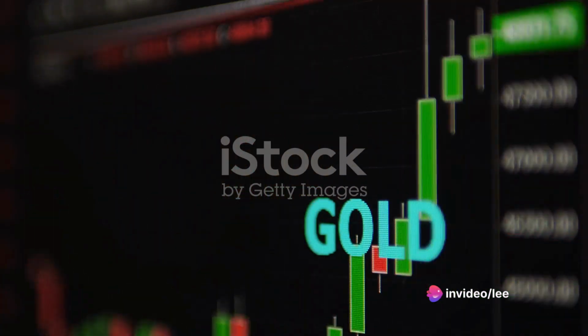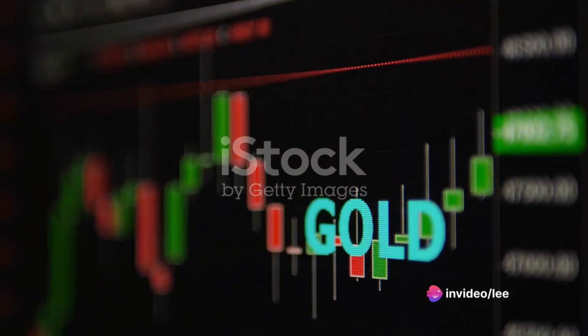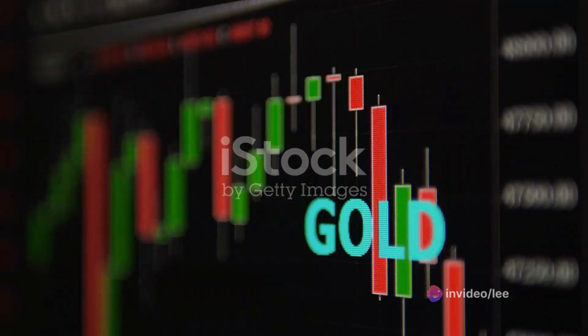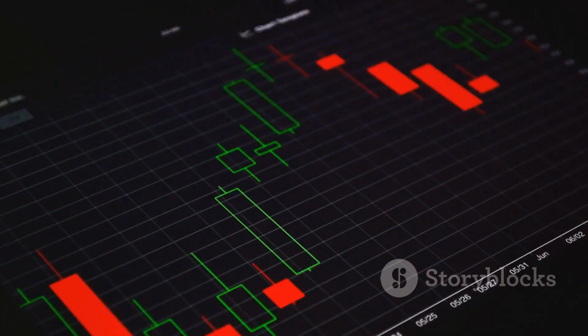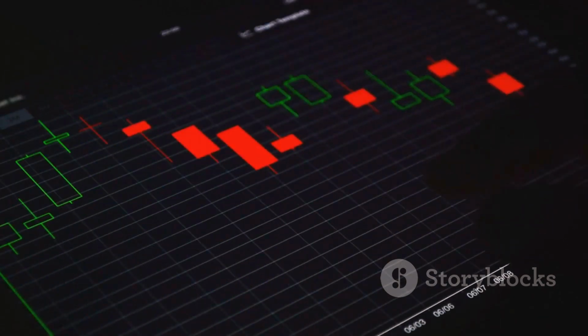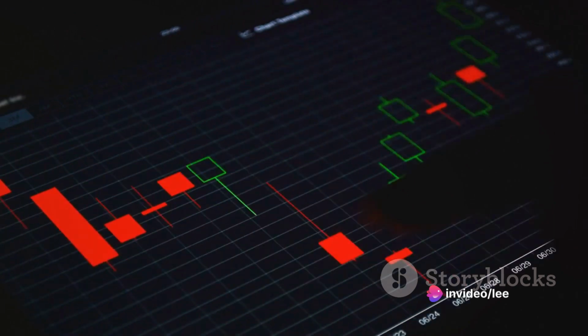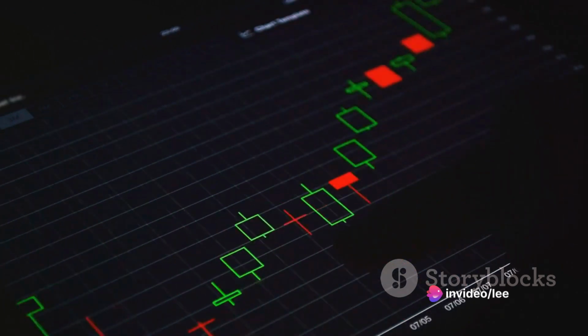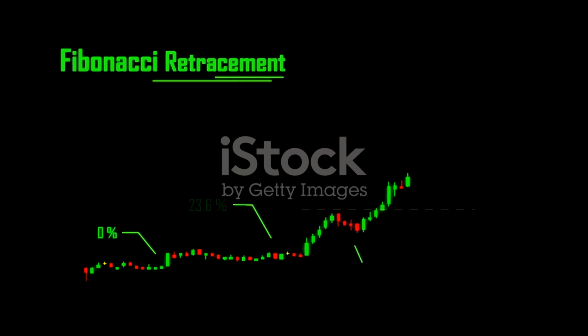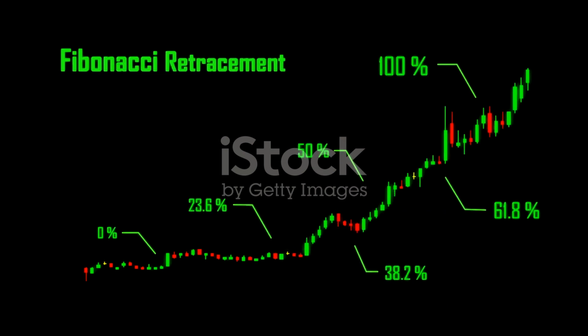While moving averages and crosses offer valuable insights, they should be used in conjunction with other indicators for a more comprehensive analysis. So, to summarize, moving averages help you identify price trends, while golden and death crosses signal potential entry and exit points. But don't rely solely on these tools. Incorporate other indicators into your analysis for a well-rounded strategy.